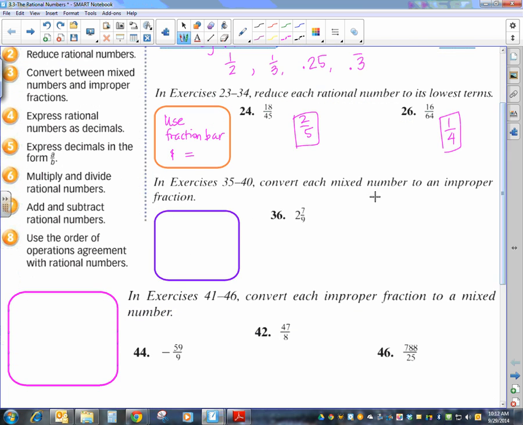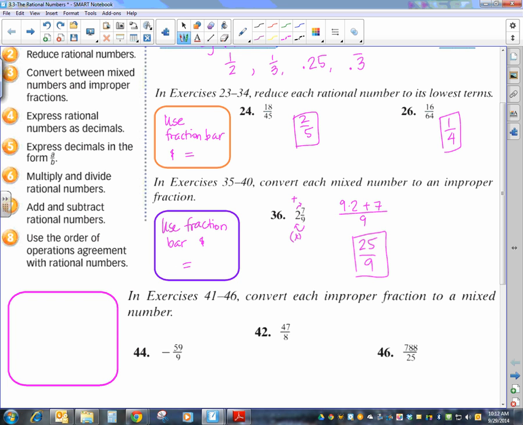Okay? If we have to convert a mixed number to an improper fraction, if you remember, this is where we multiply 9 times 2 and we add the 7 to it. So it's 9 times 2 plus 7. The denominator stays the same. So that's 18 plus 7, which is 25 over 9. Now, this one, you got to use your fraction bar and the equal sign, but actually, oftentimes when you use the fraction bar, you're going to have to use it twice. Again, it depends on the calculator, so you need to make sure that you know how to do that.